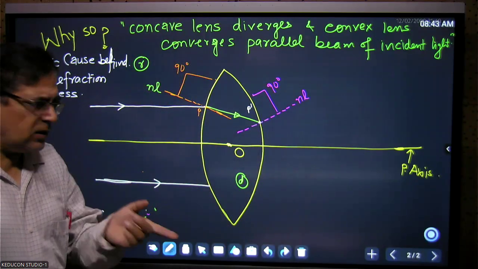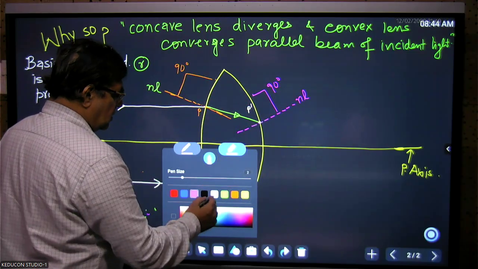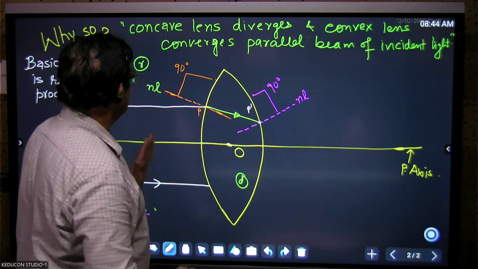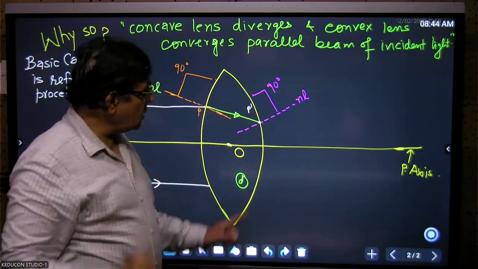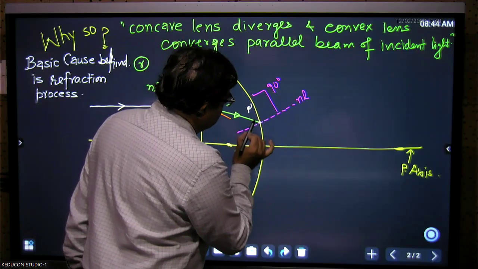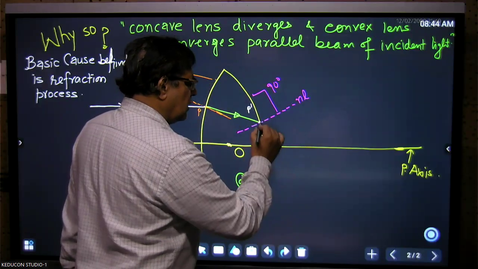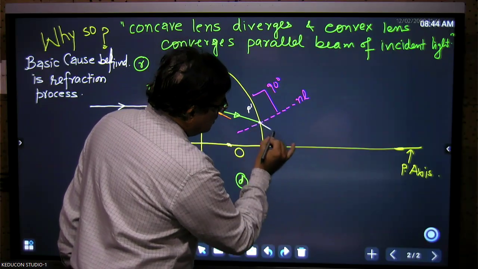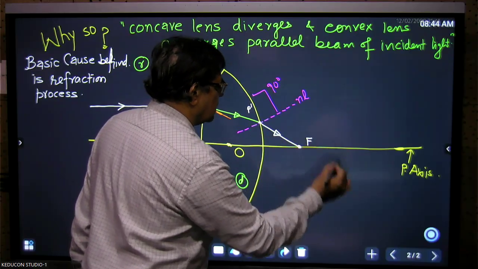Normal is also called perpendicular. That is why a 90-degree angle is mentioned. So here you notice that the ray of light is entering from denser to rarer. Like first it was entering from air to glass, now from glass to air. So that means it should go away from the normal. So this green color line shows that instead of going in the same straight line direction, it should bend away from the normal. Not this way, rather this way. So it reaches the principal focus point F.